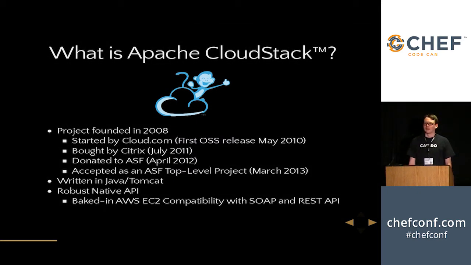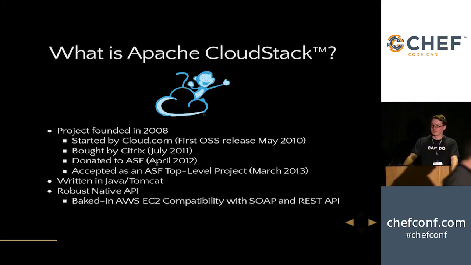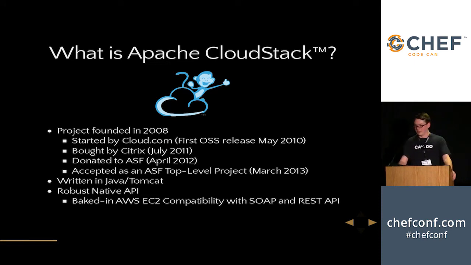It's a project that was founded in 2008 by Cloud.com. The first release was in 2010. In 2011, Citrix purchased Cloud.com. It was donated to the ASF in 2012 and made it through incubating in 2013. As kind of a differentiator between CloudStack and OpenStack, it's written in Java and Tomcat and not Python. Your opinion on that may vary. I'm not a huge Java guy, but I also am not writing the Java code, I'm just using it.